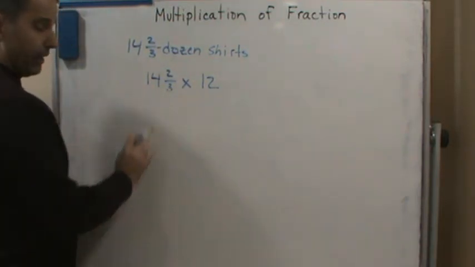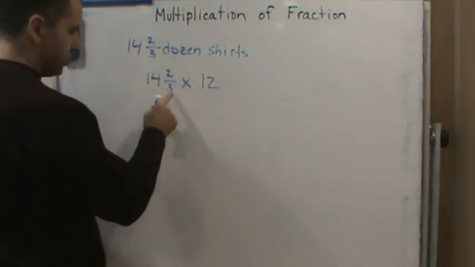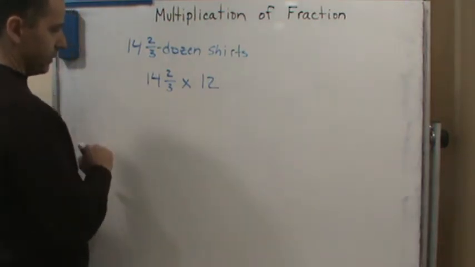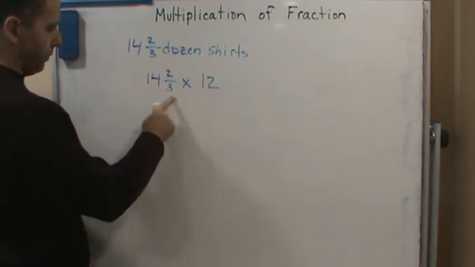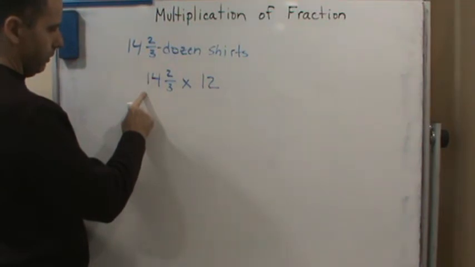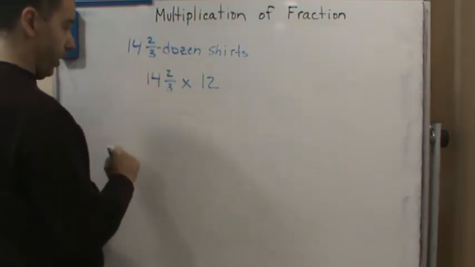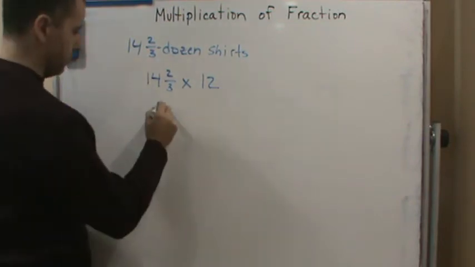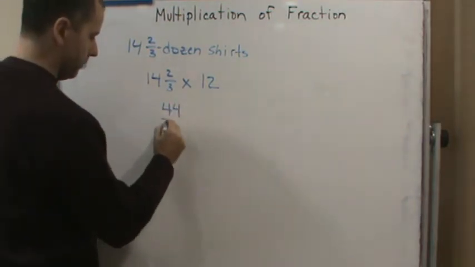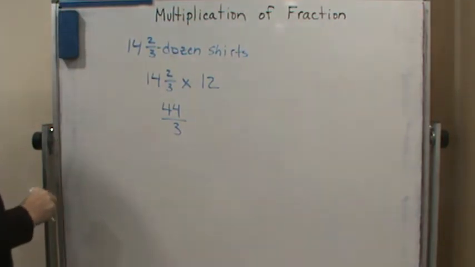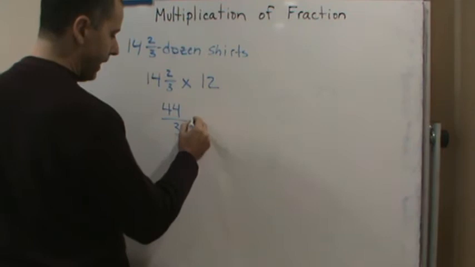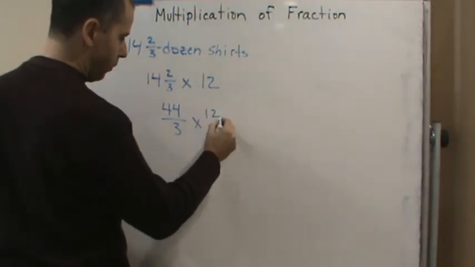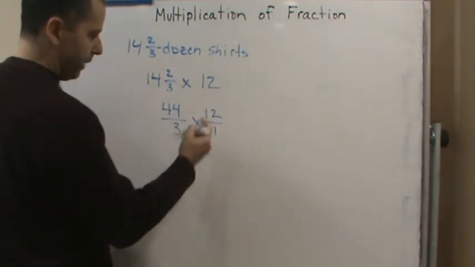Well, a mixed number, we have to change that to an improper fraction. So 3 times 14 is what? Or no, 42, sorry. And then plus 2 is 44. So we get 44 thirds, right? Now, 12, we can write that as a fraction, right? Easily, 12 over 1. 12 divided by 1 is 12.